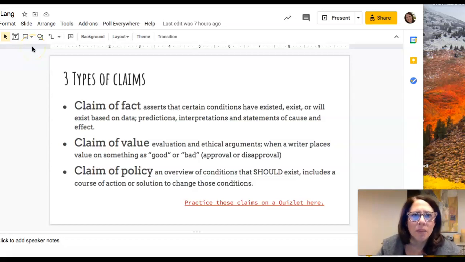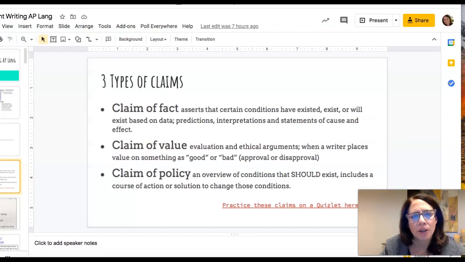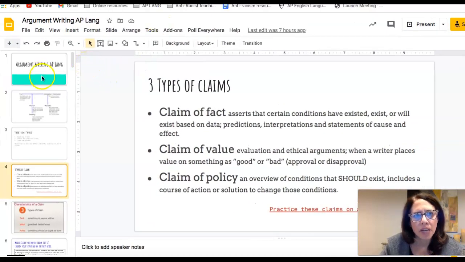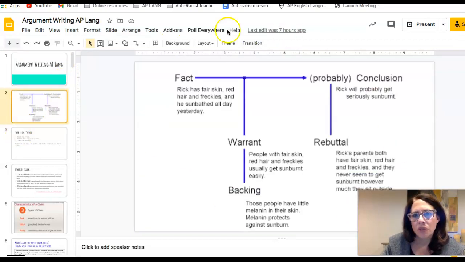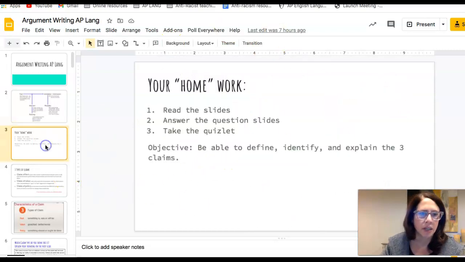Okay, hi. So I am going to attempt to bring you up to speed on things that you may have missed as we started our argument unit last week. I'm working in this slide deck. I will post it during class so that you have it. I will go over this slide later. You don't need to know it yet.